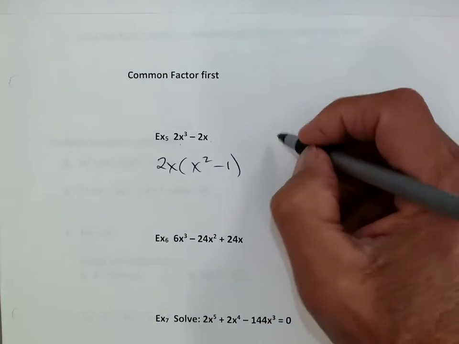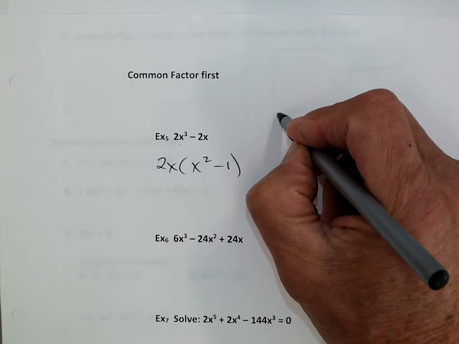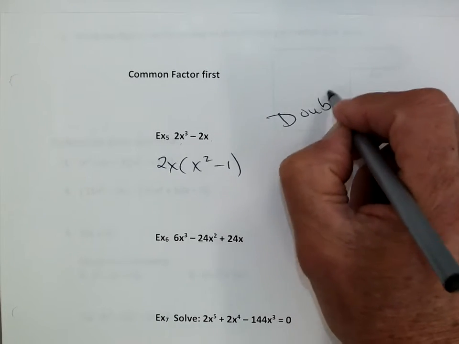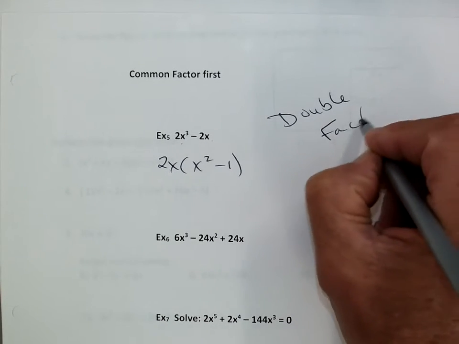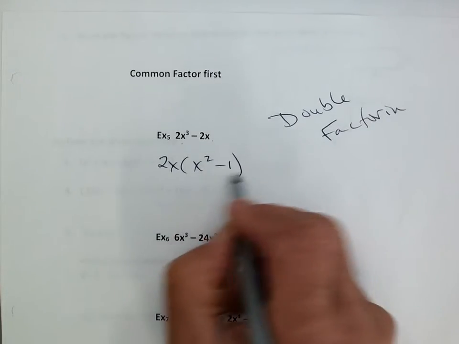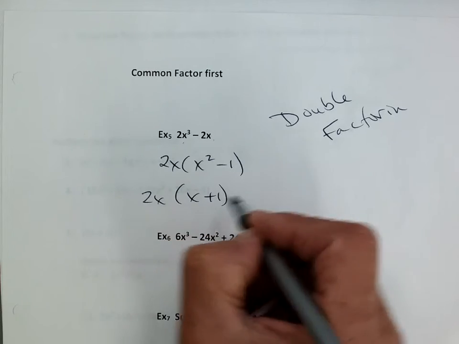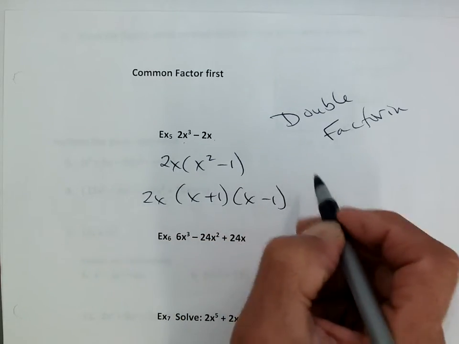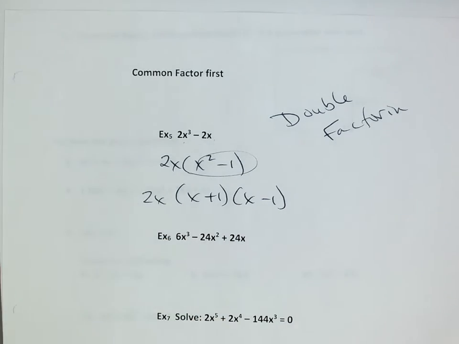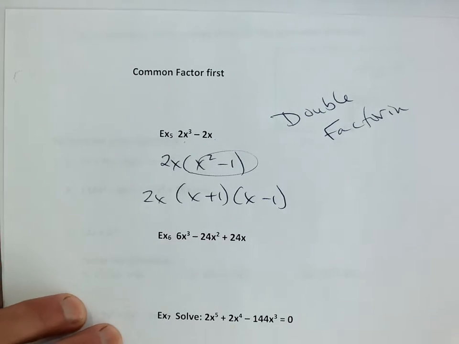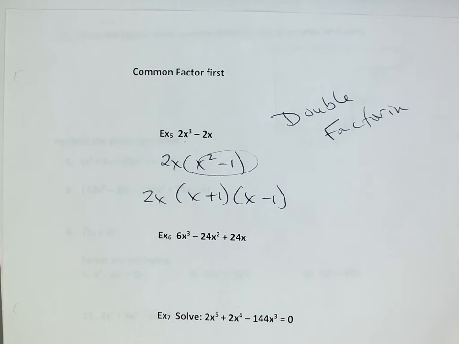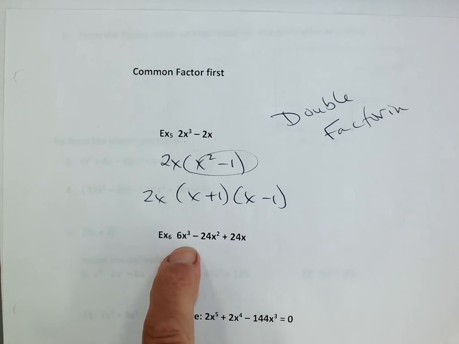So these are all going to be double factoring, okay? I can factor this again. X plus 1, x minus 1, because that'll factor into x plus 1, x minus 1. Double factoring, so we're going to factor twice. All of these are going to be double factoring. Let's find out why.